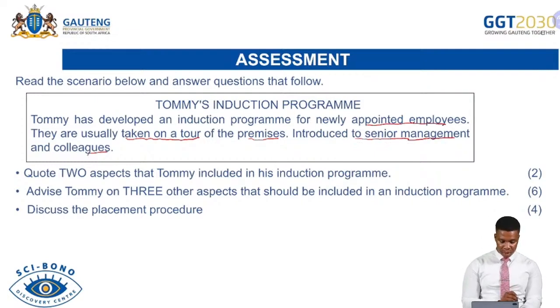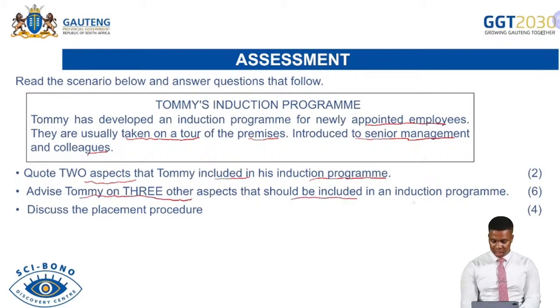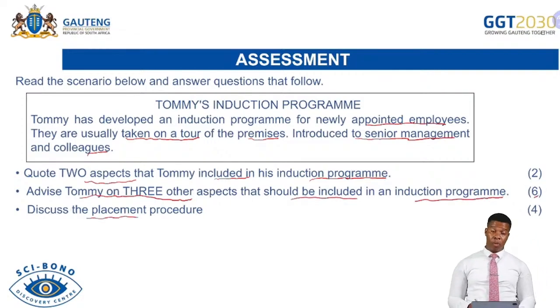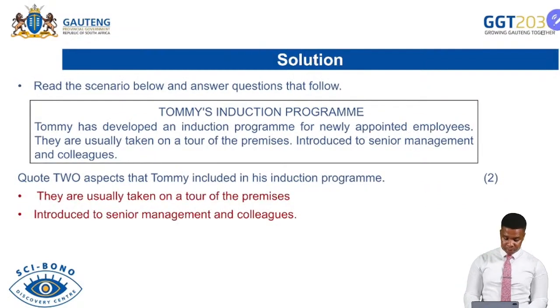So now, what is the question? Quote two aspects that Tommy included in his induction program. And then advise Tommy on three other aspects that should be included in an induction program for 6 months. And then discuss the placement procedure. So it's basically what we looked into so far.